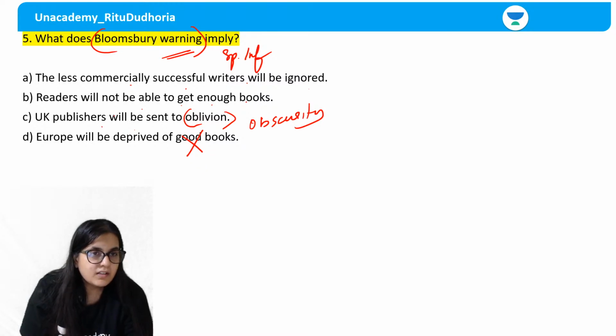Okay, readers will not be able to get enough books. UK publishers will be sent into oblivion. The less commercially successful writers will be ignored.